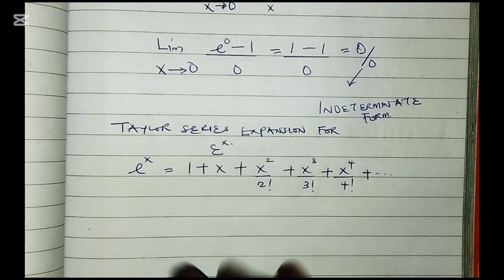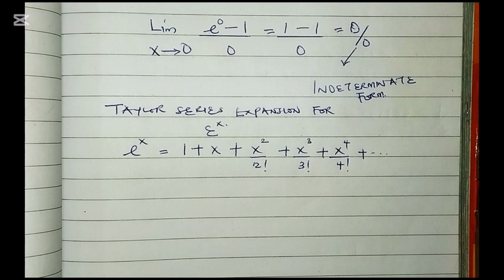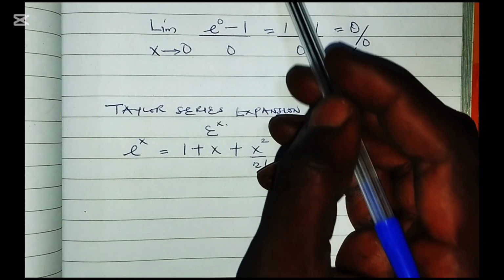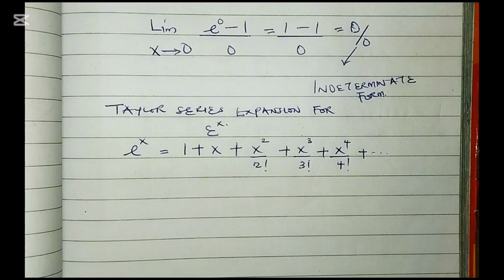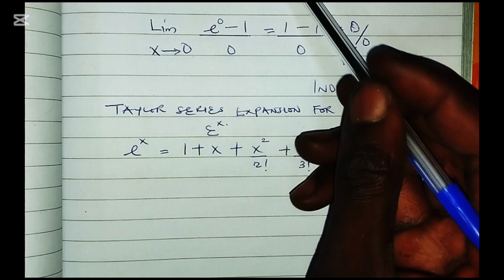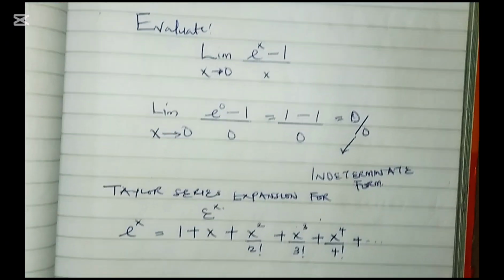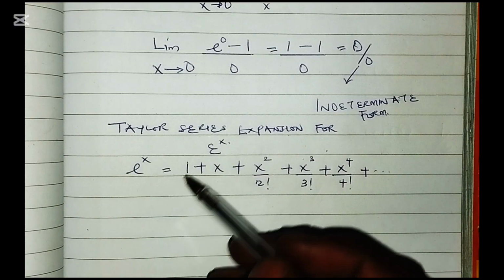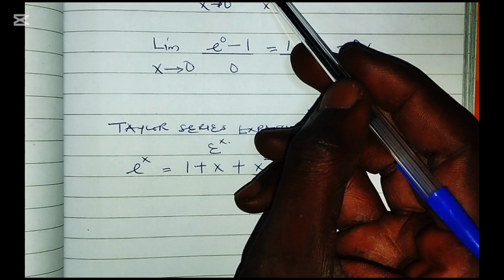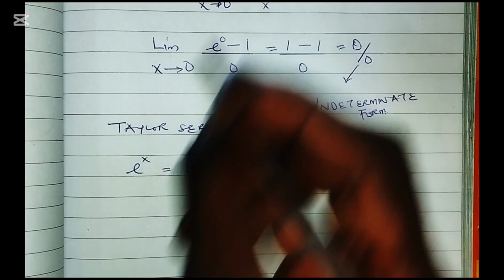Seeing this, we can manipulate our way in and get what we need. Our goal is to arrive at a form where we can take the limit of the right hand side and get our result. So we observe that here we have e to the power of x minus 1, so we can bring this 1 over to make that happen.